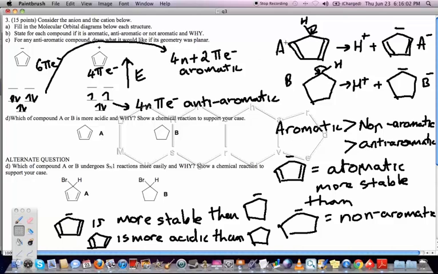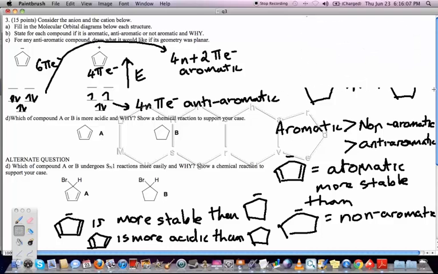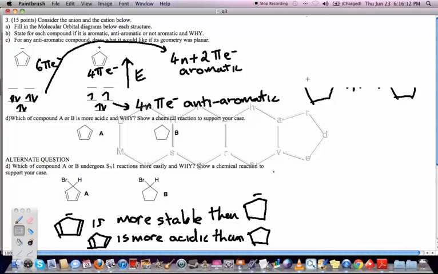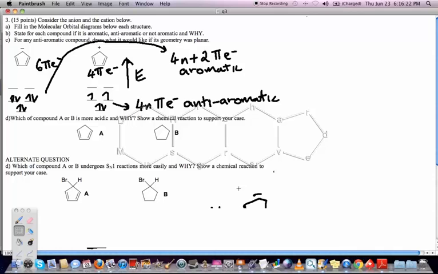I'm going to erase all this now, and we'll go ahead and look at the alternate part D. Alright, so the alternate part D has an SN1 reaction. Now, let me remind you what an SN1 reaction is before I start this. An SN1 reaction is like this.